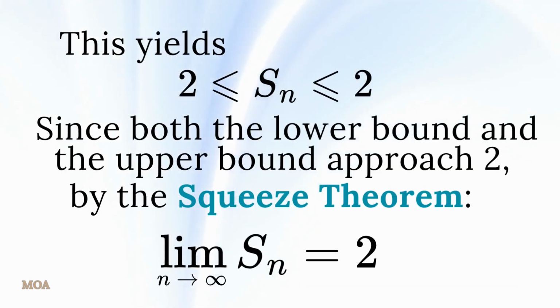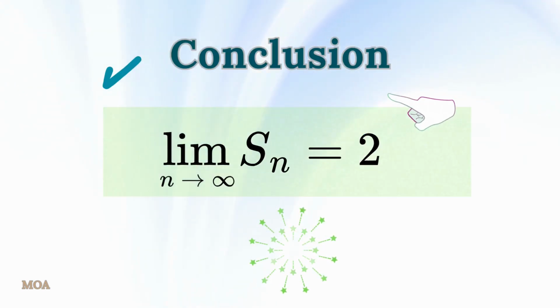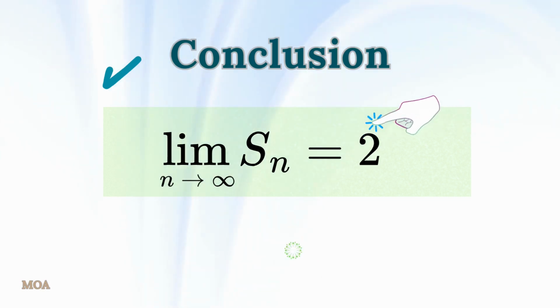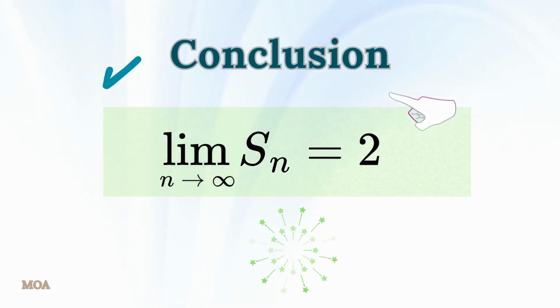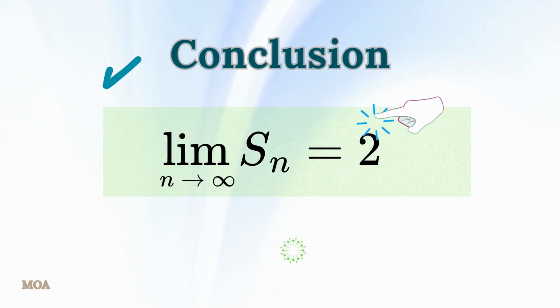By gathering the two previous results, the limit of the lower bound is 2, and the limit of the upper bound is 2. Since both the lower bound and the upper bound approach 2, by the squeeze theorem, we write the limit as n tends to positive infinity of S sub n equals 2. Conclusion: the limit as n tends to positive infinity of S sub n equals 2.